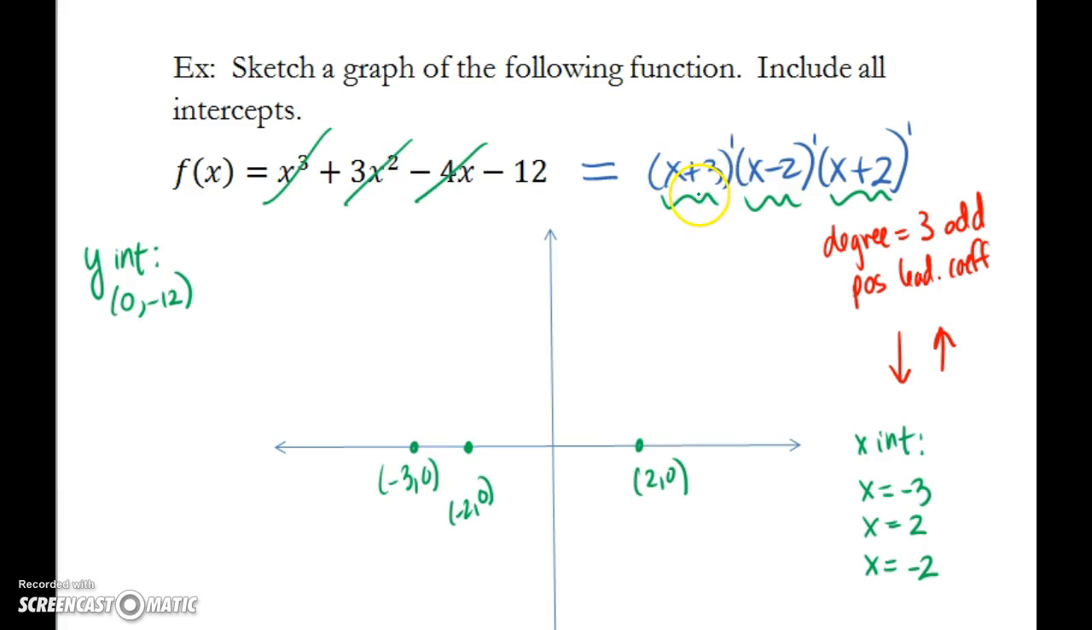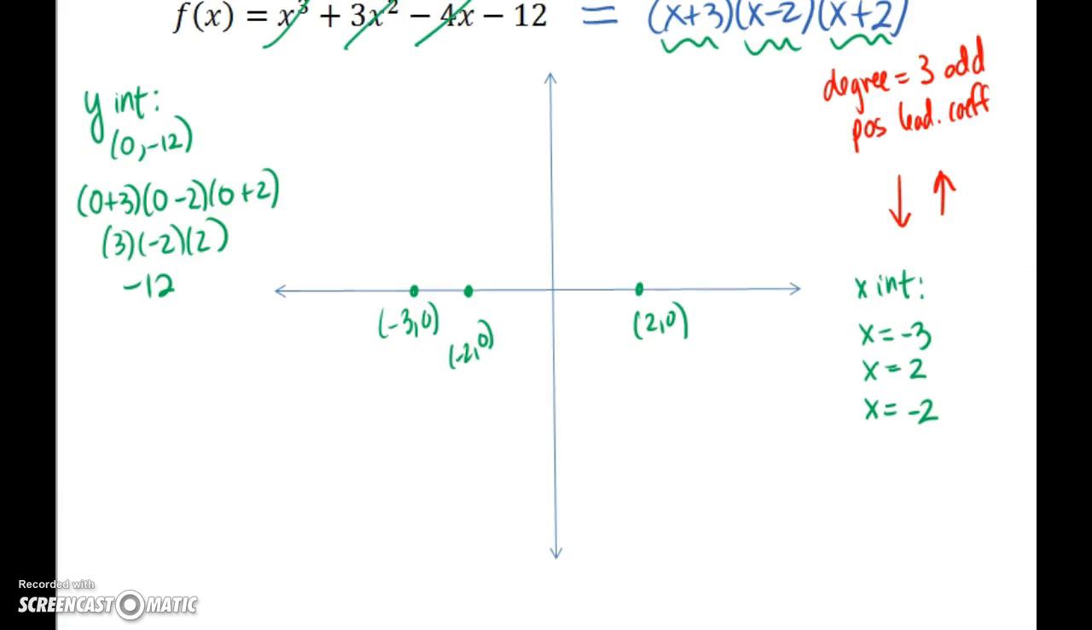Or if you plug 0 in for x in factored form, you have 0 plus 3 times 0 minus 2 times 0 plus 2. This is 3 times -2 times 2, and this is -12, so you can see where it comes from there as well. Either way, our y-intercept is negative 12, so let's plot a point down there, (0, -12).